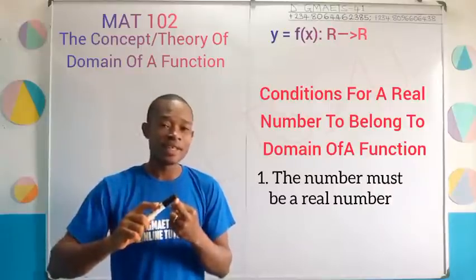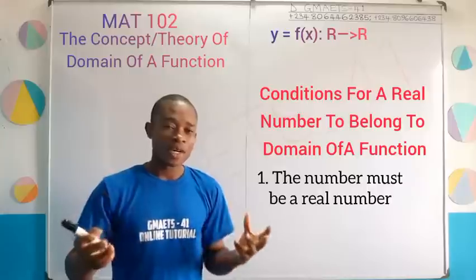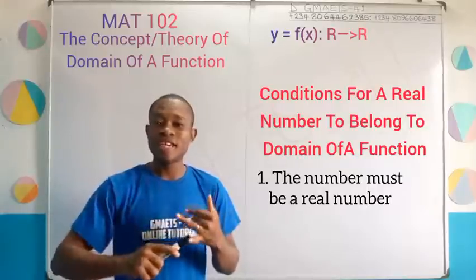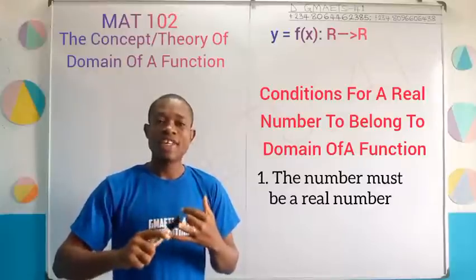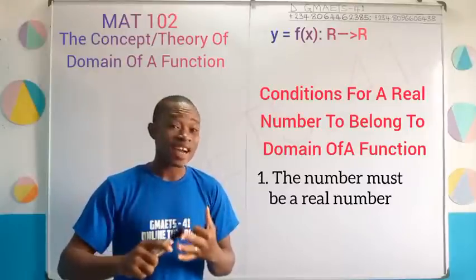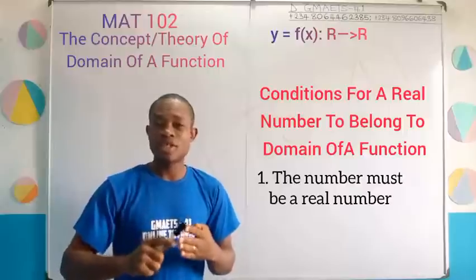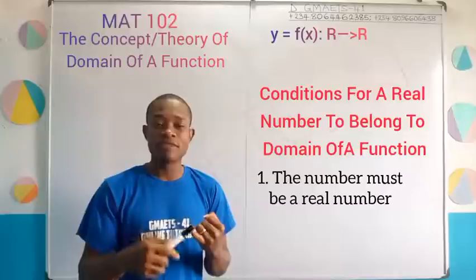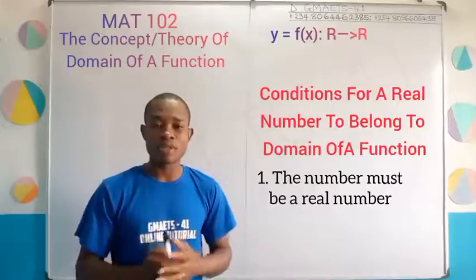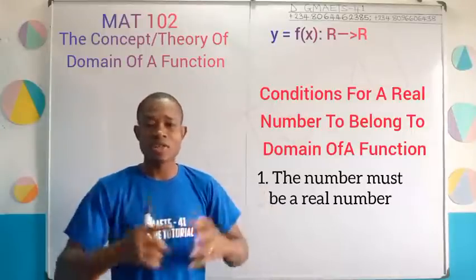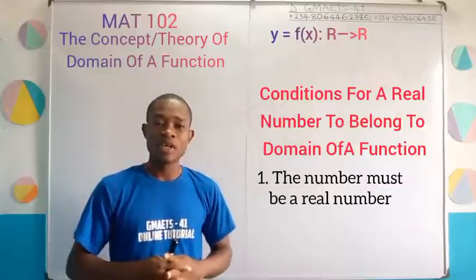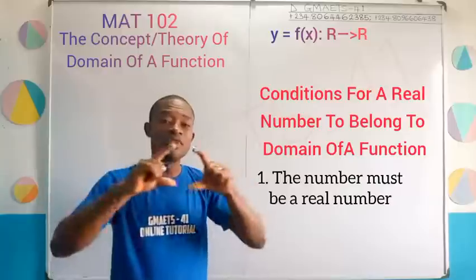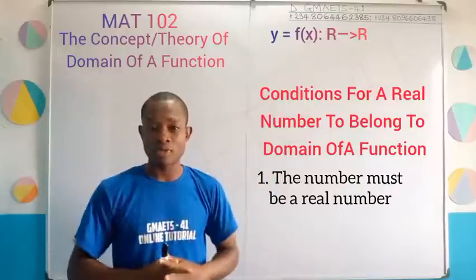A real number. And when we talk about real numbers, what do we mean? They include natural numbers, integers, rational numbers, irrational numbers. When you come to natural numbers, there we have even numbers, odd numbers, prime numbers. Please, for more detailed understanding of what these numbers are, I urge you to search through our playlist and you can see the video lesson on types of numbers.